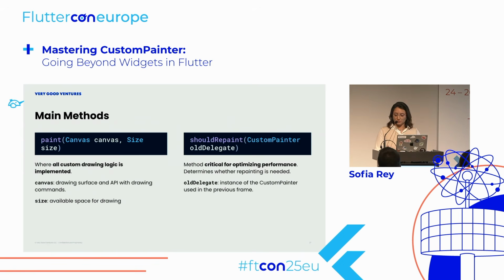So what are the main methods we need to implement? The first one will be the paint method, which is basically where all the magic happens, where we can write our custom drawings.